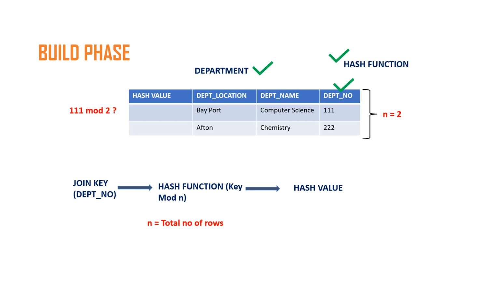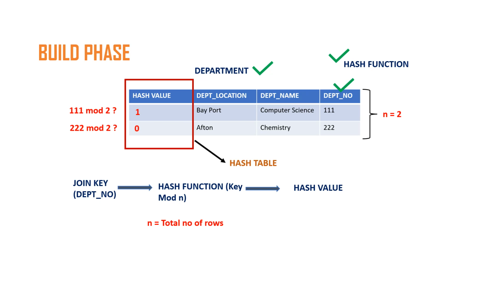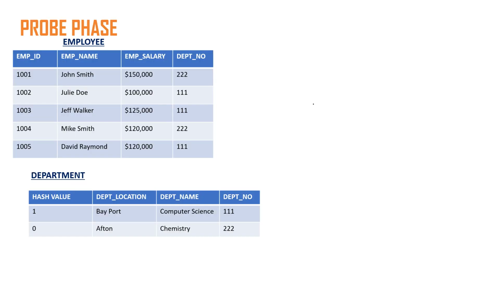So key mod n: department number 111 mod 2 is equal to 1. And here 222 mod 2 is equal to 0. Once we get our hash values, this is called the hash table. Once our hash table is generated, we go to our probe phase. In our probe phase, what we do is match the hash value to our hash table using the employee table.